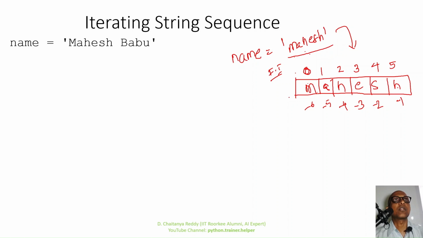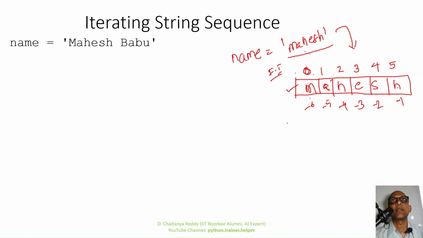For every string you are storing, whatever the string sequence, maybe a 1,000 character string, a 2,000 character string, or a 200 character string, Python starts allocating. Whenever Python stores a string in memory, it allocates the forward indexing numbers and reverse indexing numbers by default. You don't need to write any extra code for it. It happens automatically. Clear?